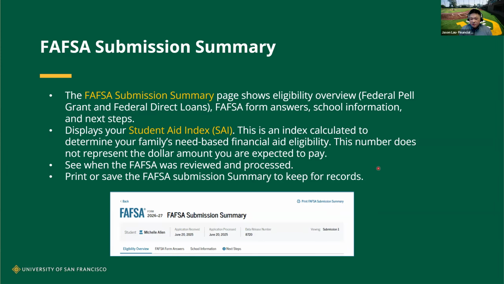For example, eligibility overview, which gives an estimate of the Pell Grant or federal loans or work study a student might be eligible for. But ultimately, when the school gets your FAFSA, like USF, when we get your FAFSA, we will then take that information and review for federal aid eligibility, state aid eligibility, and institutional aid eligibility. You can also review the FAFSA form answers, review the school information, the schools that you've included on the FAFSA, as well as next steps.